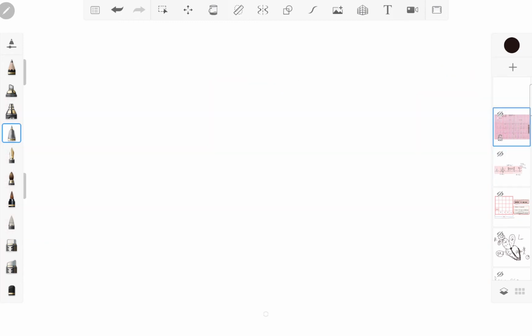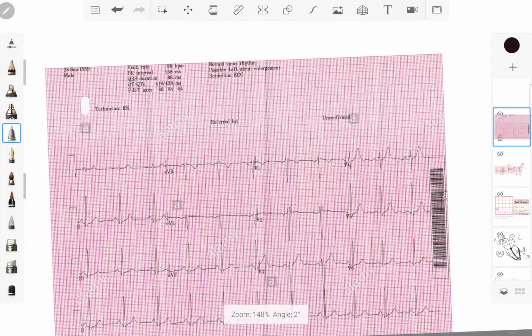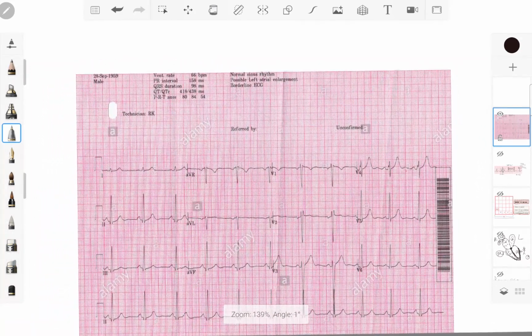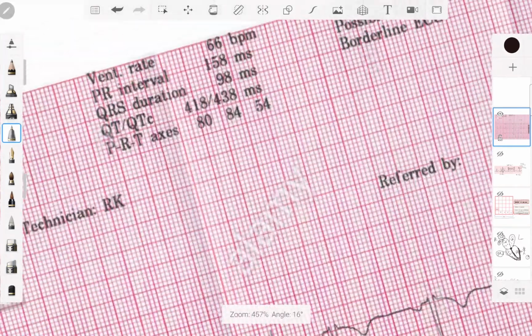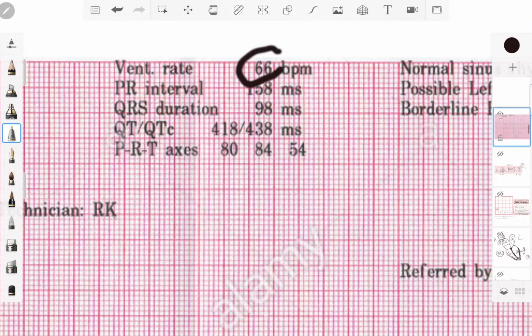The other way, so let's say you're presented with something like this. So this is a 12 lead. You might be like, okay, but how do I work out the heart rate? Like, what am I looking at? Well, you can pretty much just say, okay, well, the heart rate is printed right there. Don't make it so hard on yourself.